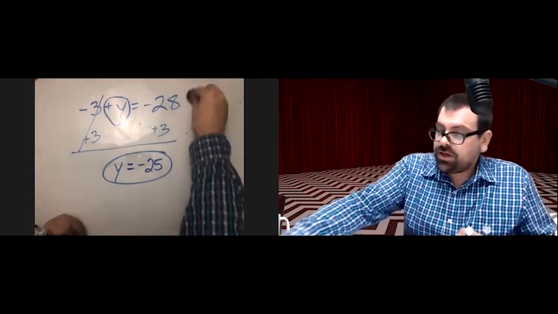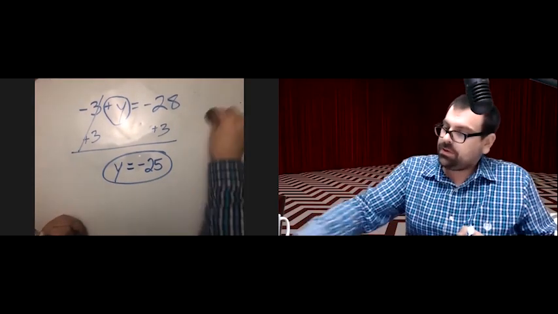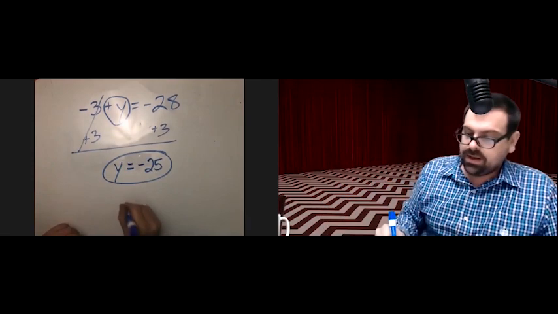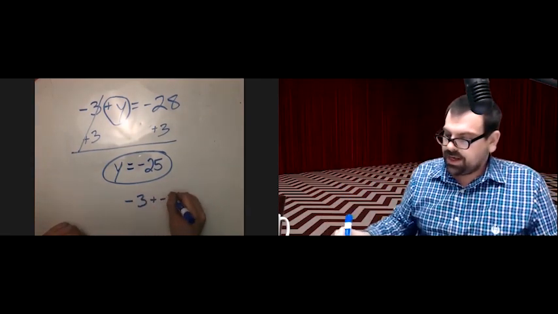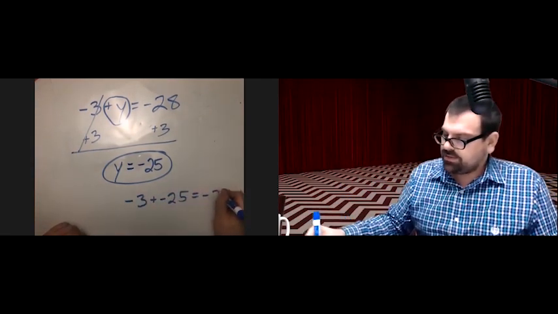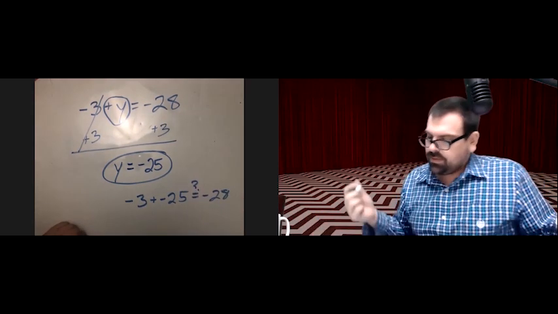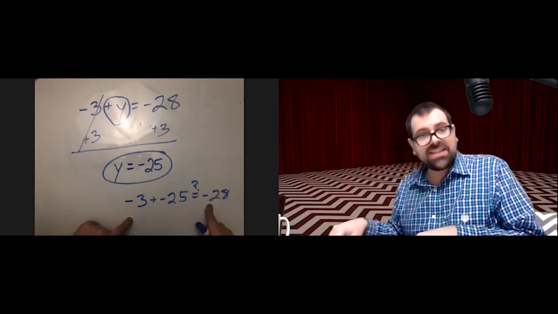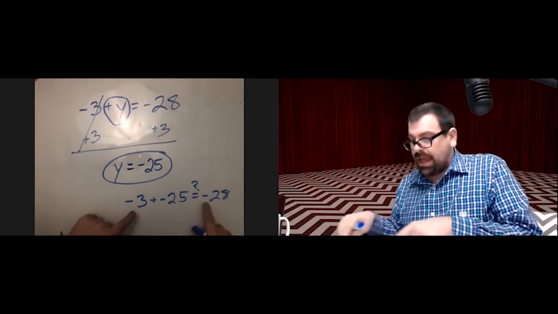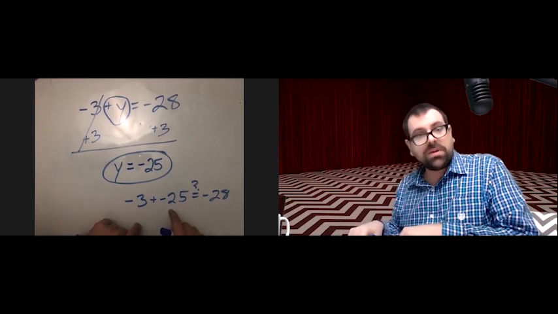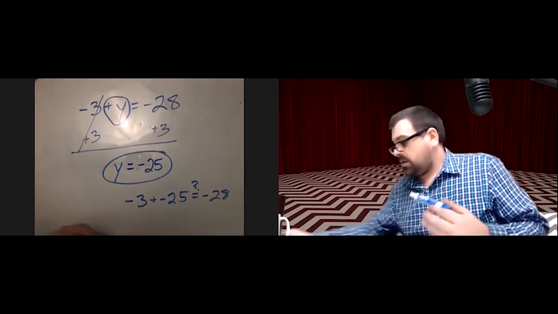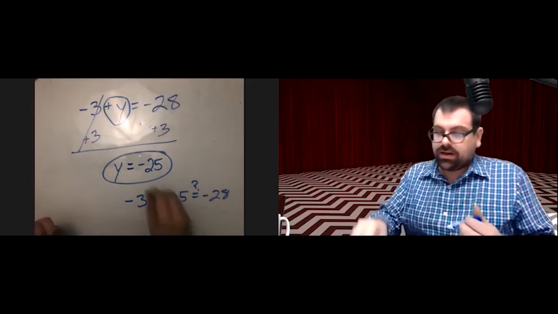And you could always check your answer, remember? You can go back, plug it in. Hey, -3 plus -25, is that -28? Sure is. Adding two numbers with the same sign, we give the same sign. We would add the absolute values together. 3 plus 25 is 28, -28. It does check. That would be right.